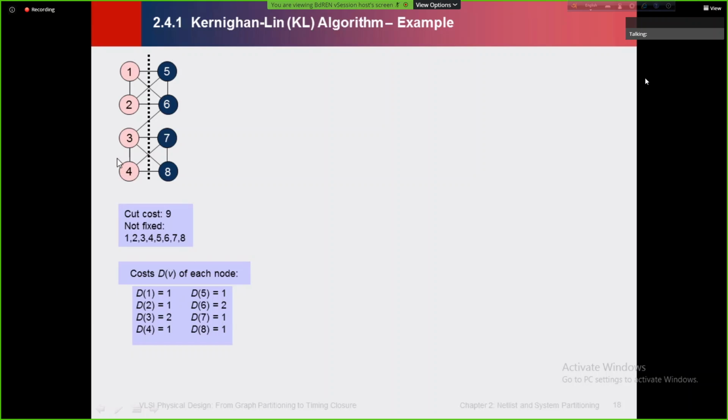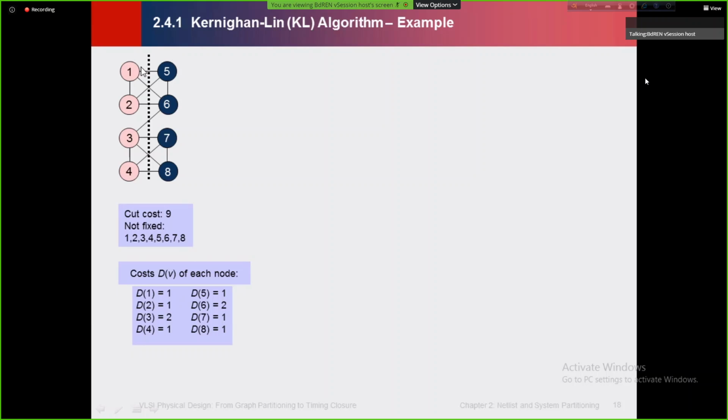In order to minimize this 9, we need to swap the node. Maybe move one of the nodes from the right side to the left side, and move from the left side to the right side, because our goal is to maintain 4 nodes in each side, right? This was already mentioned. We cannot move just 6 into the left side, because then in the left side there will be 5 nodes. We cannot do that. If we move one from left to right, we need to move one from right to left, right?